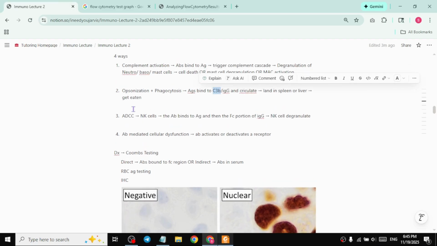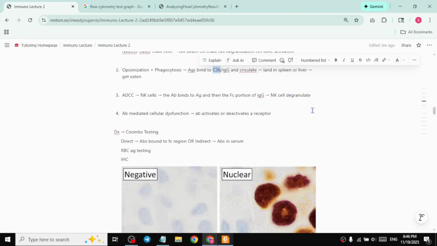Next is ADCC, antibody-dependent cell-mediated cytotoxicity, right? We've seen this. We're just using an antibody as an excuse to degranulate the natural killer cells. They bind to the Fc portion of the IgG, while the antibody is bound to the antigen. As soon as that linking happens, the natural killer cells degranulate, releasing perforins, granzymes, caspases, all of that, destroying the cell in all different ways.